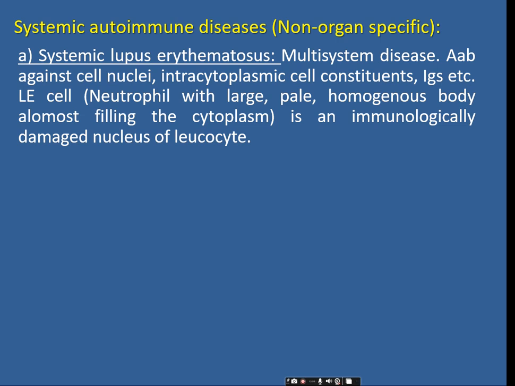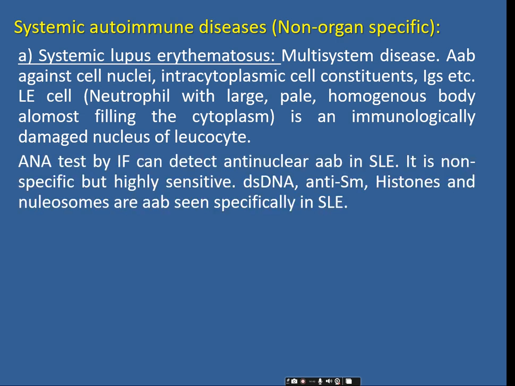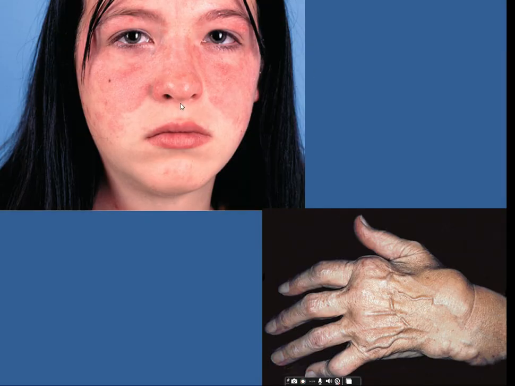So what will happen here, if you observe the neutrophil under the microscope with fluorescence staining, you can see the neutrophil is large, bigger than the normal size, and there is a homogeneous body filling the cytoplasm. So in SLE, that is systemic lupus erythematosus, it is immunologically damaged nucleus of leukocyte. So the leukocyte nucleus will be damaged here. To detect this SLE, you can do the ANA test or immunofluorescence assay to detect the anti-nuclear antibody. Okay, so this is the picture of SLE.